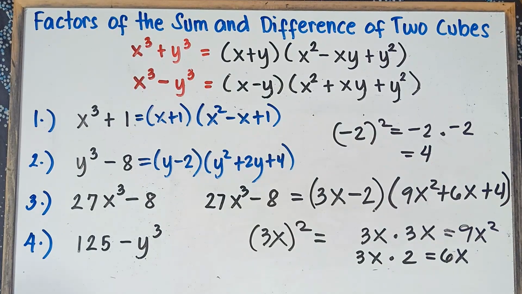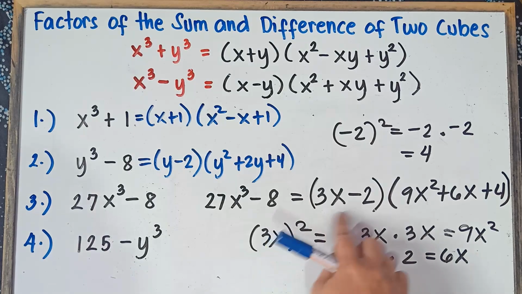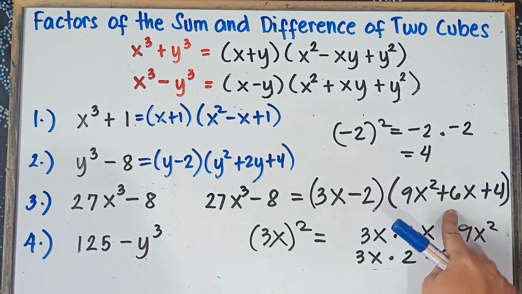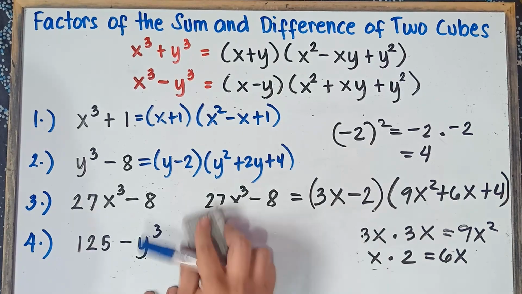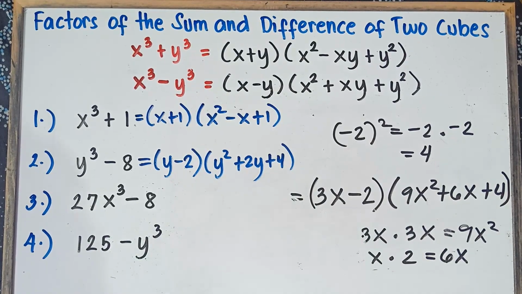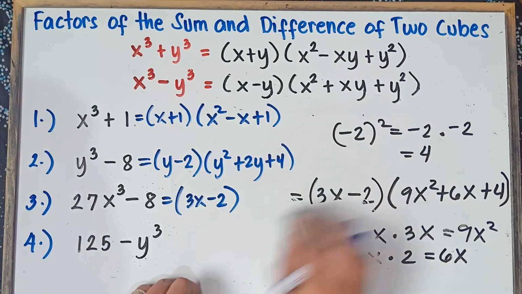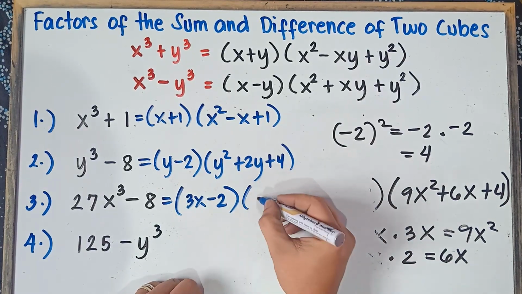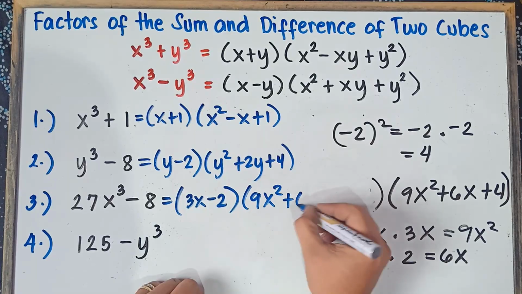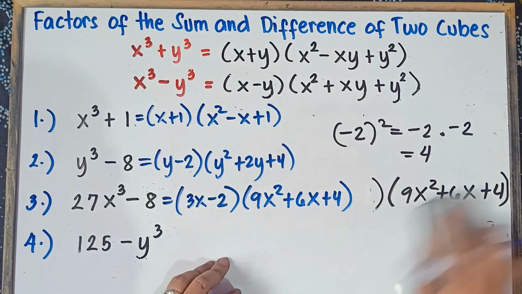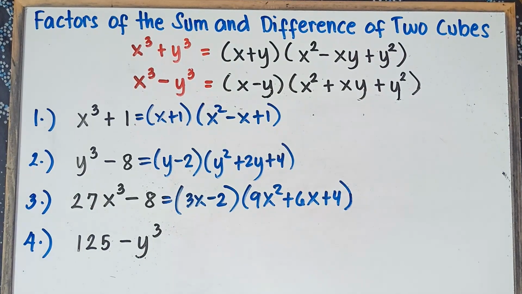That's it, class. That's the answer, class, with regards to example number 3. So we have 3x minus 2. And then our second factor, we have 9x squared plus 6x plus 4. All set, class, with regards to example number 3. So we have 3x minus 2. And then the other one, we have 9x squared plus 6x plus 4. And then close parenthesis. Alright, so let's have example number 4.